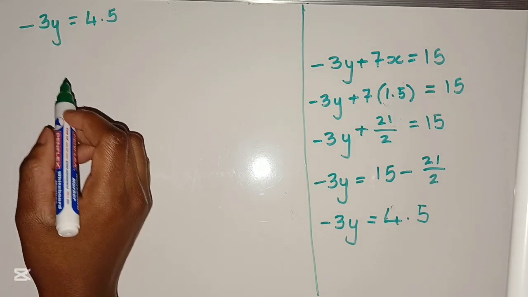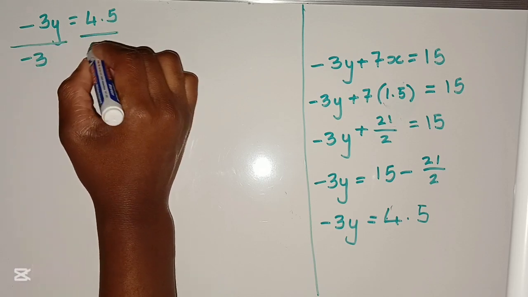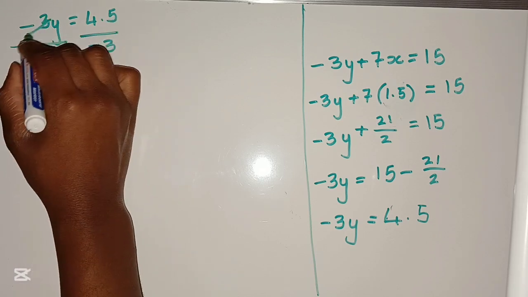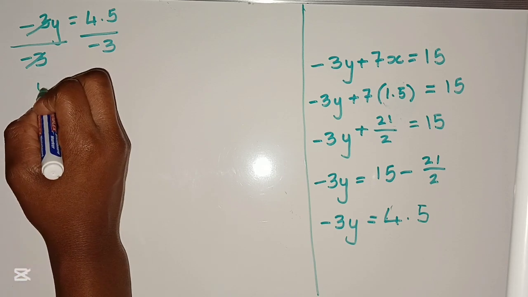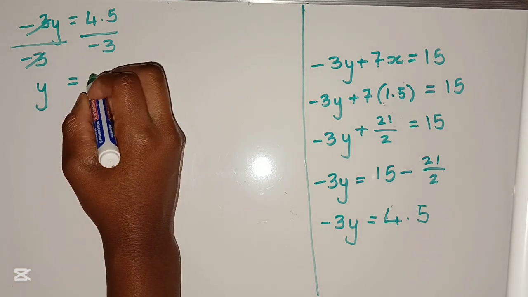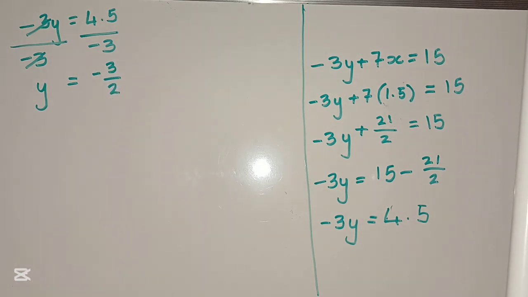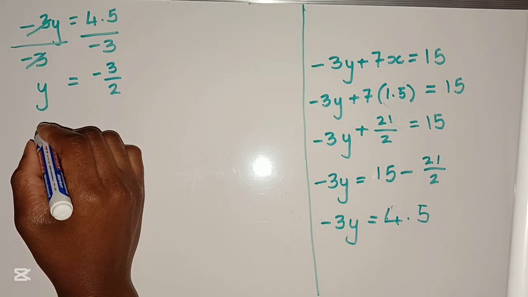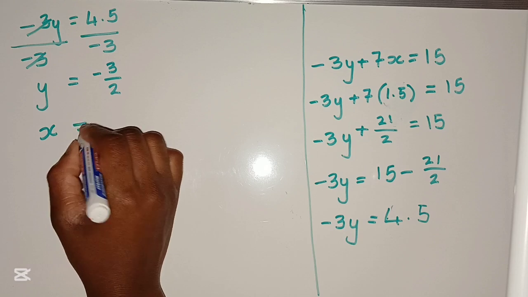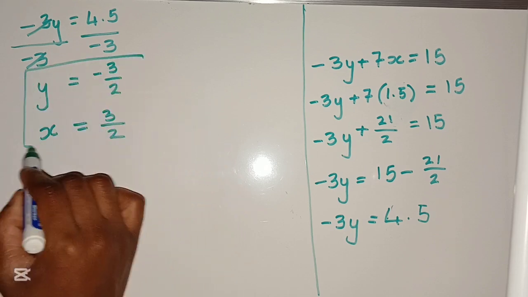So we divide both sides by -3 to isolate our variable. These two cancel out. y. 4.5 divided by -3 will give you -3 over 2. The value of y is -3 over 2, and the value of x was positive 3 over 2.